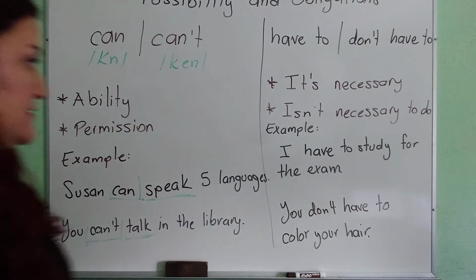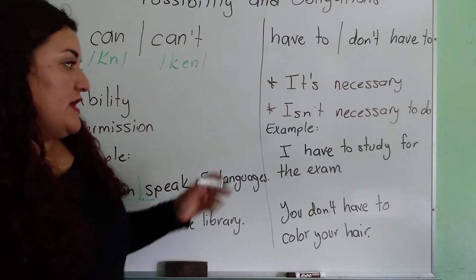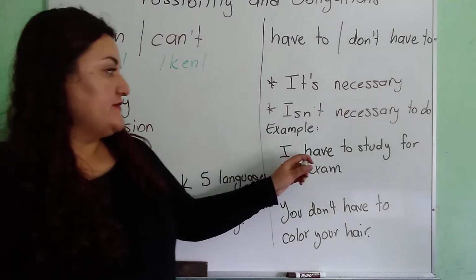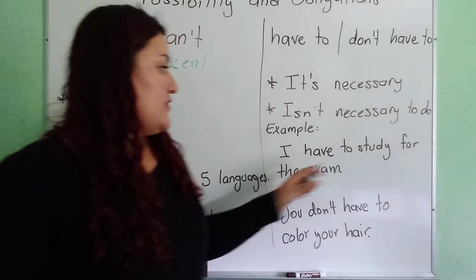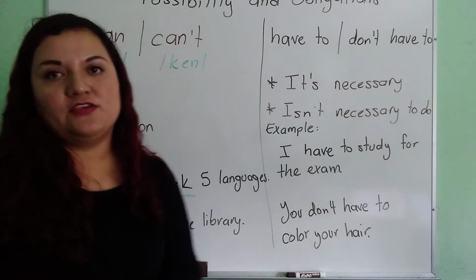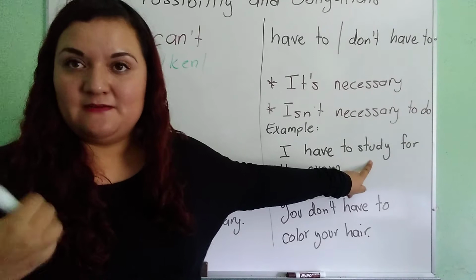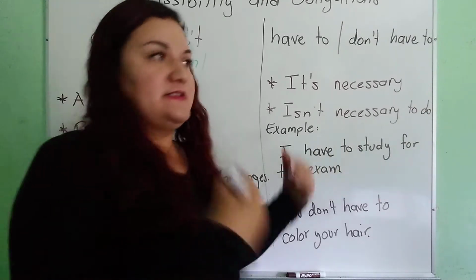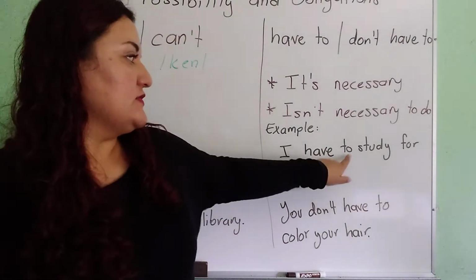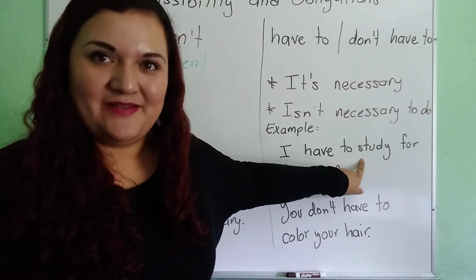And in the situation of "have to", it's almost the same, but it expresses something necessary. For example, I have to study for the exam. And it's important to remember that if we are going to use the preposition to, our verb must be in the infinitive form. It's the same case as can. If you are going to add to, the verb must be in the infinitive form.